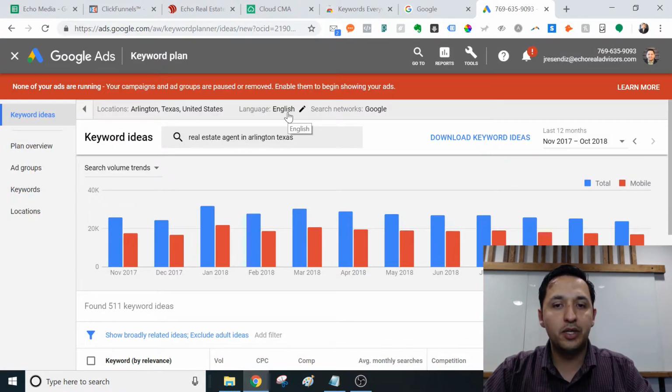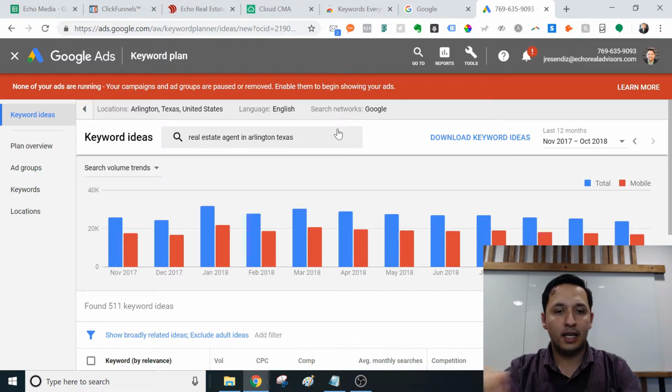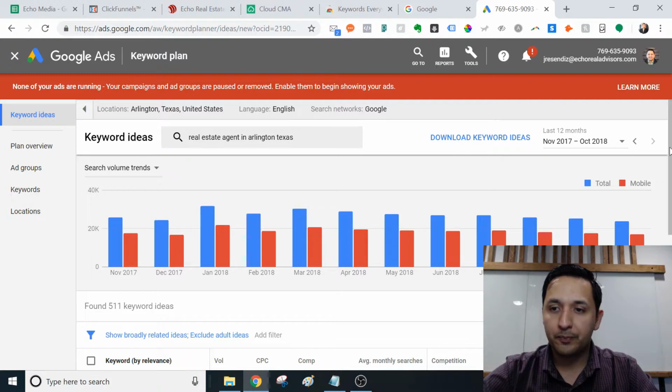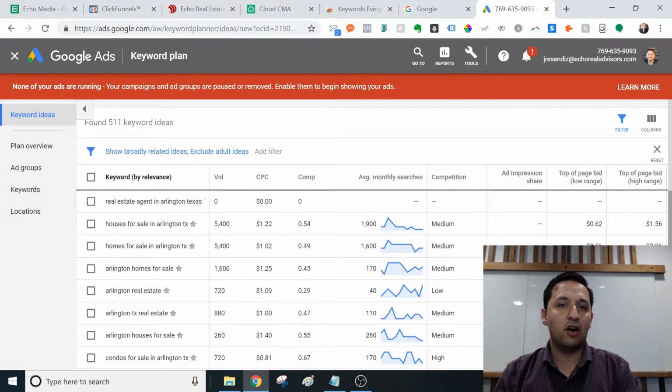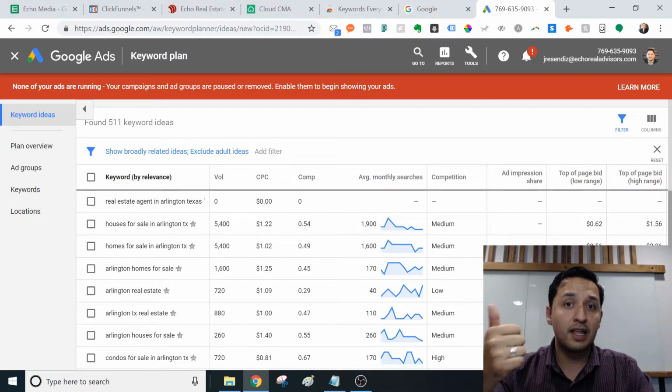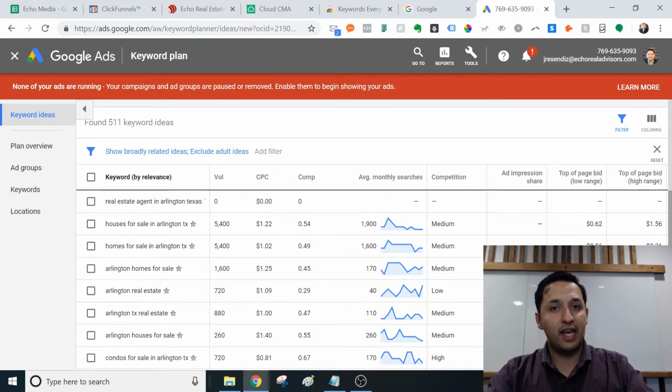You can select the language and then the search network, which we'll get into a little bit later. Now, as we're doing our research, we are looking for keywords that are our low-hanging fruit. It goes back to the strategy that we discussed in the first video. The low-hanging fruit: we're looking for those keywords or key phrases that are searched, that have a high search volume, and don't cost us much.